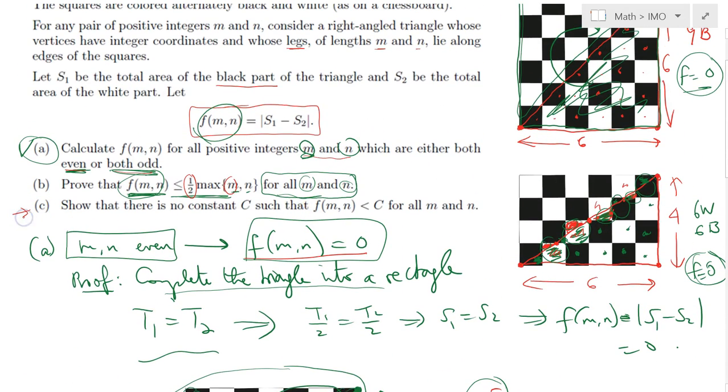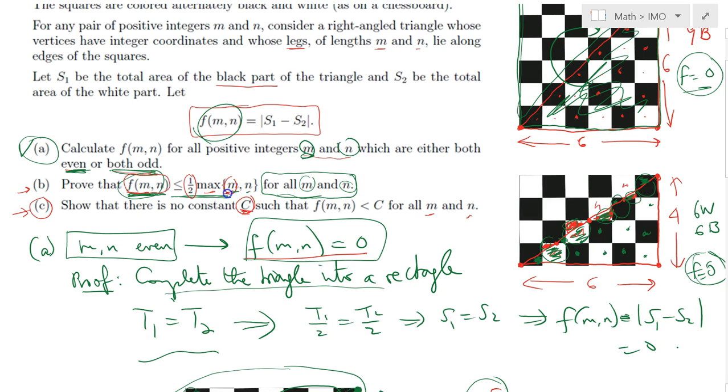Finally, last part of the problem: show that there is no constant c such that f of mn is strictly less than c for all m, n. In this case you might think, hey, we have already proved part B, where we have shown clearly that our function f is always less than or equal to the max of 1/2 m and 1/2 n, whichever one is larger. Then one might consider, is it possible to find a c for which our function is always less than c? It turns out this is not possible.